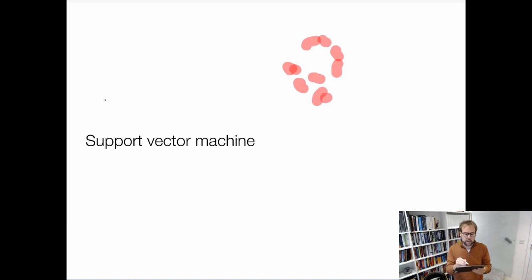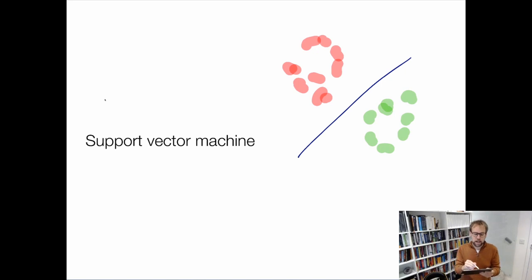So first I had the situation where my data looked like this, and I found a classifier of this type. This was the maximum margin classifier. Then I extended the case to data where I have mixed data that is not linearly separable anymore, but I still want to be able to find a classifier which is still separable.